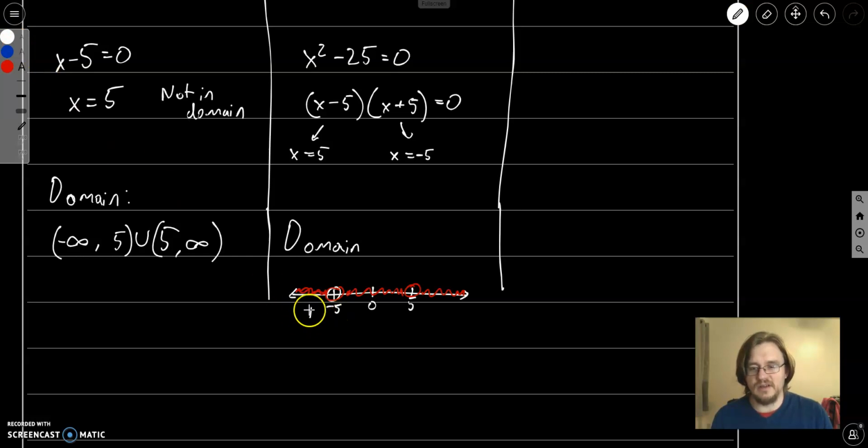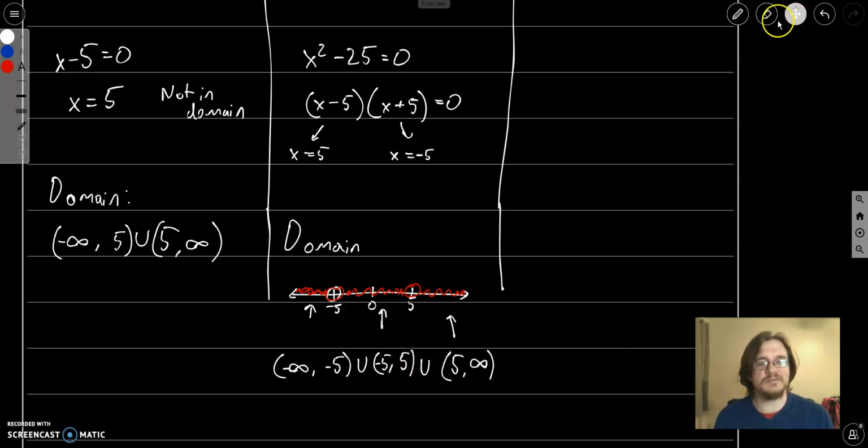So if I do this region down here, this is all the numbers from negative infinity up to negative 5. The region in between is all the numbers from negative 5 up to 5. And if I look at this region over here, this is all the numbers from 5 on up. I can't include 5 and negative 5, so I have to use parentheses. And again, I glue them together using a union.